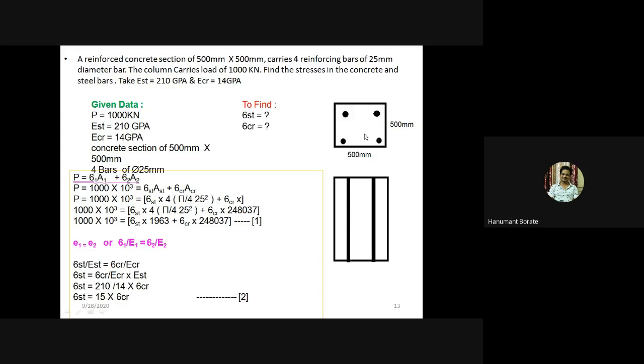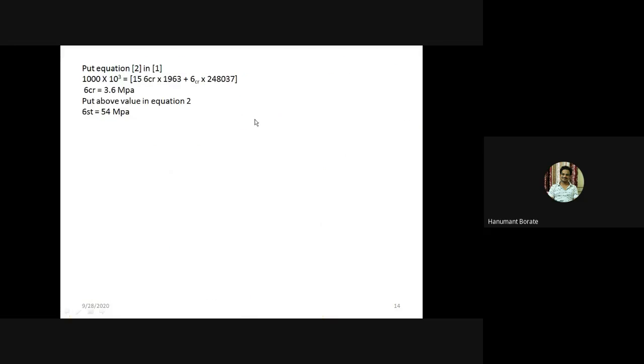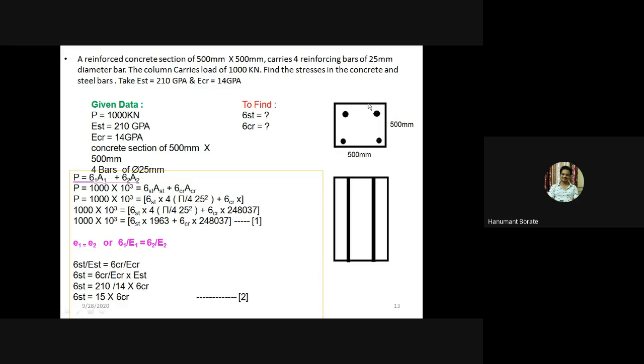Now we need to find the stress in the steel member and the stress in the concrete. This is a composite parallel system because we have grouted the steel bars in the concrete.